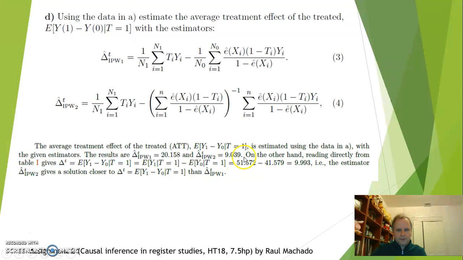But notice that reading from the table, the equivalent would be 9.993, very close to the second one. That is, the second estimator gives a solution closer to this one than the first estimator. This is reading directly from the table. It's a subset, based on the treated, I mean the average treatment effect on the treated. So these are very close, this and this too.